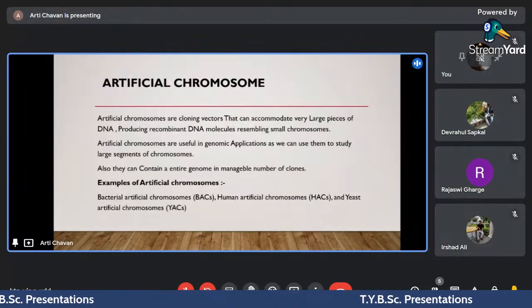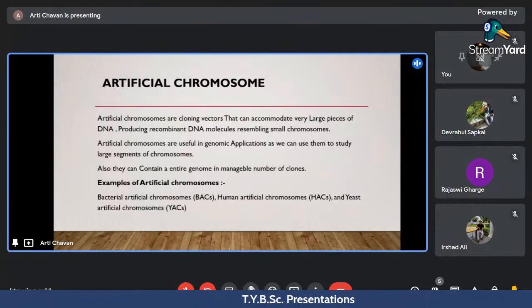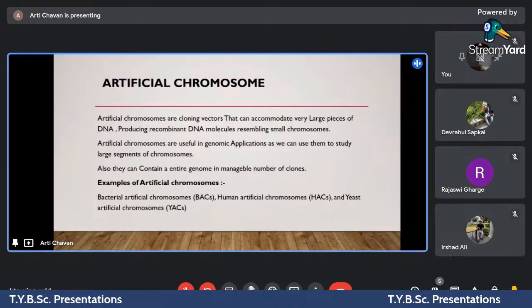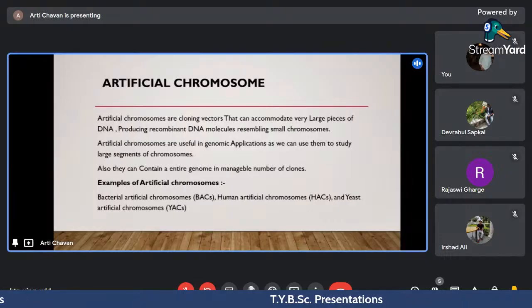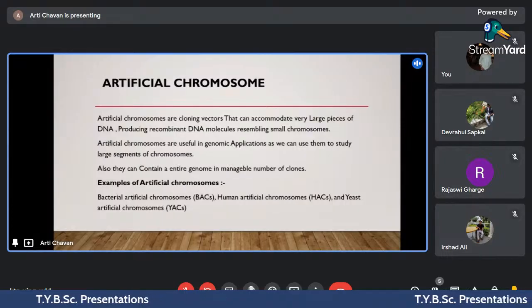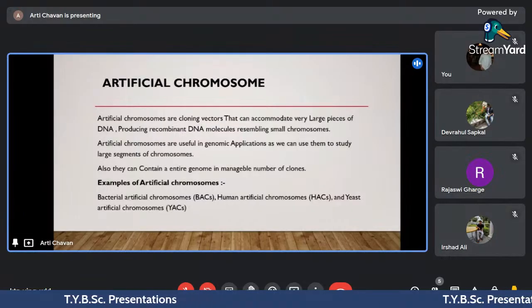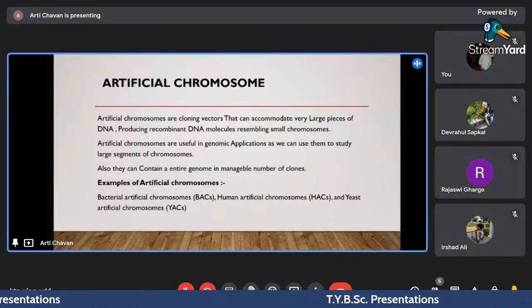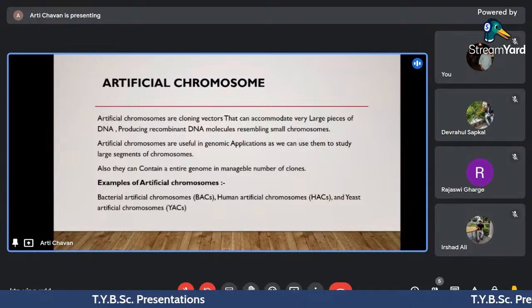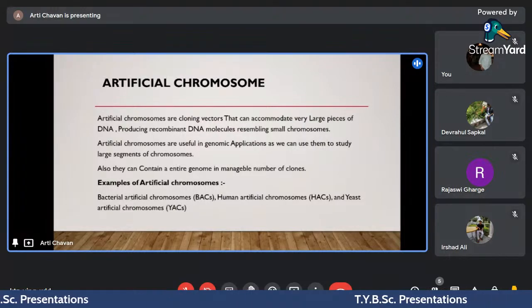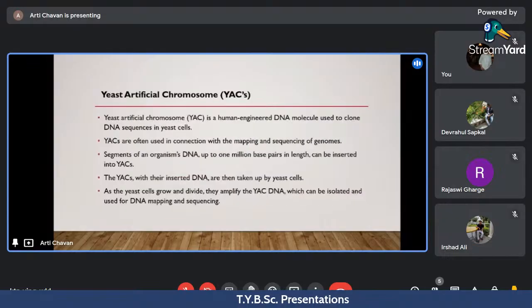So, firstly, artificial chromosomes are cloning vectors that can accommodate very large pieces of DNA, producing recombinant DNA molecules resembling small chromosomes. Artificial chromosomes are useful in genomic applications as we can use them to study large segments of chromosomes. Also, they can contain an entire genome in a manageable number of clones. Examples of artificial chromosomes are bacterial artificial chromosomes, human artificial chromosomes, which come under MAC, that is mammalian artificial chromosome, and yeast artificial chromosomes. So, I'm going to focus on yeast artificial chromosomes.